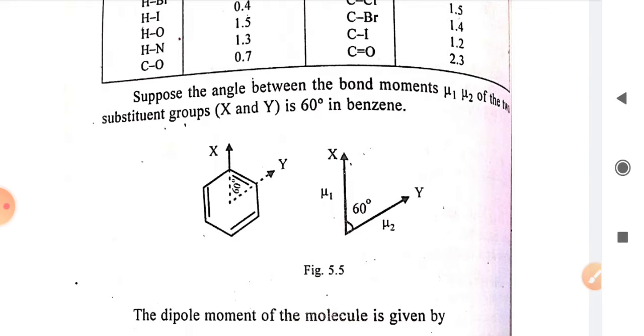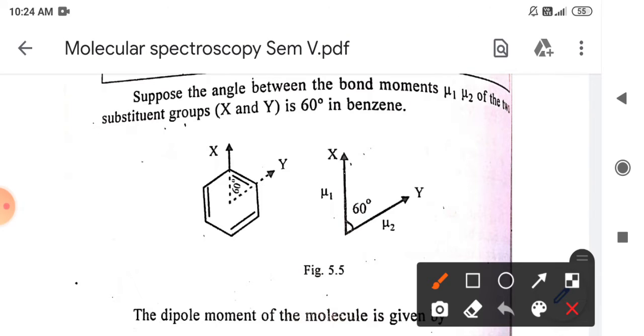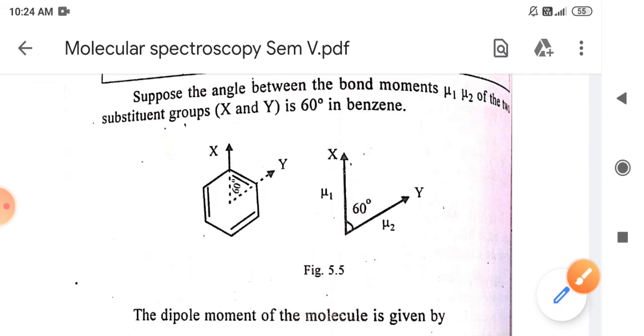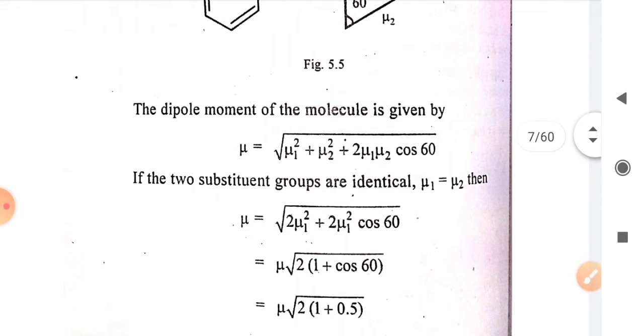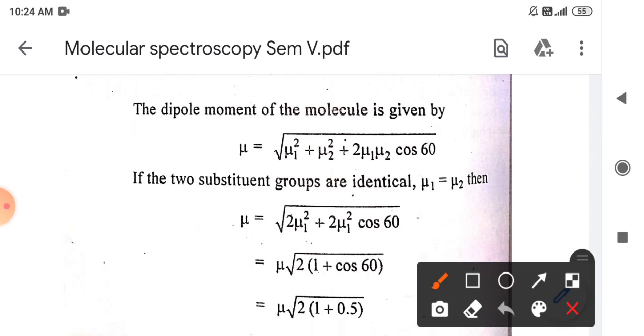Now consider the ortho disubstituted benzene. Suppose the angle between the bond moments mu1 and mu2 of the two substituents, X and Y, is around 60 degrees in the benzene. We can now calculate the dipole moment of the molecule, which is given by the formula mu1 square plus mu2 square plus 2 mu1 mu2 into cos theta.